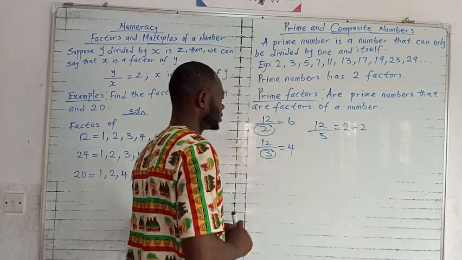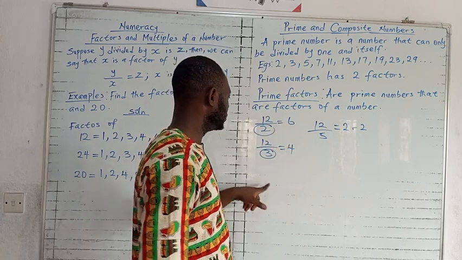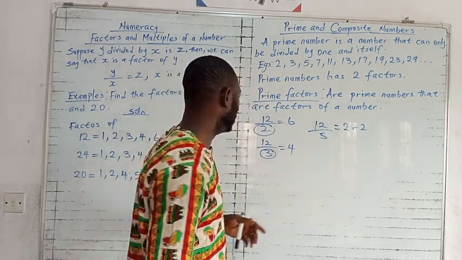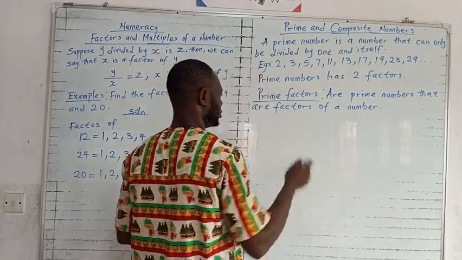So you can now see that since 2 and 3 can divide 12 without the remainder, therefore 2 and 3 are prime factors of 12. Okay, let me just write it.